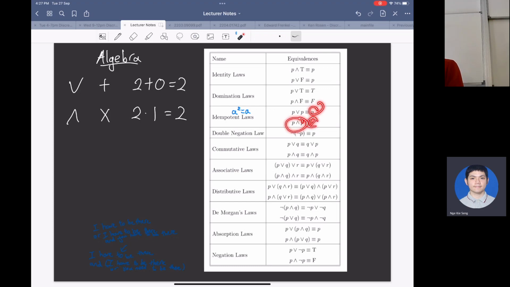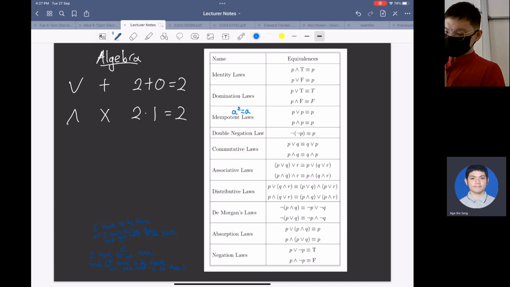P and P gives back itself. Okay, this is the idempotent law. So, double negation law, actually I used it last week. I didn't show you whether it's true or not, but now you can show it using this. I think there's one tutorial question this week on this. And then double negation law is like in the number system, minus minus one is one.